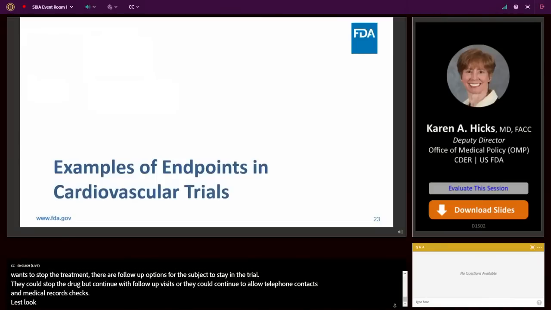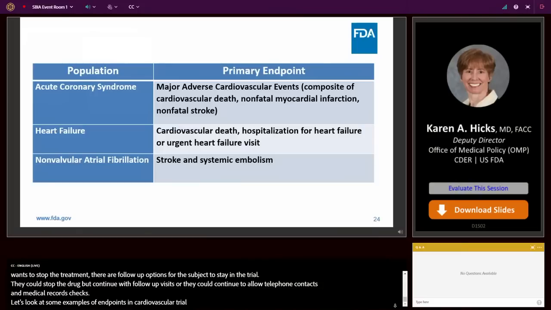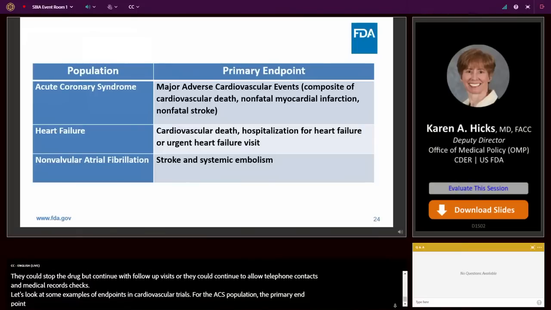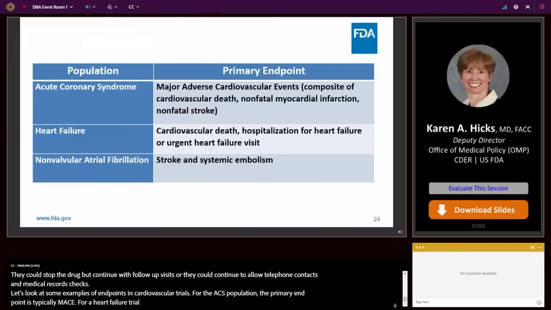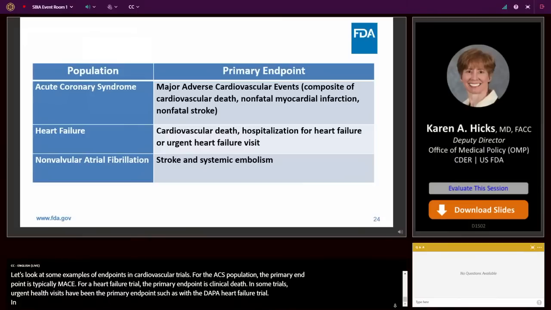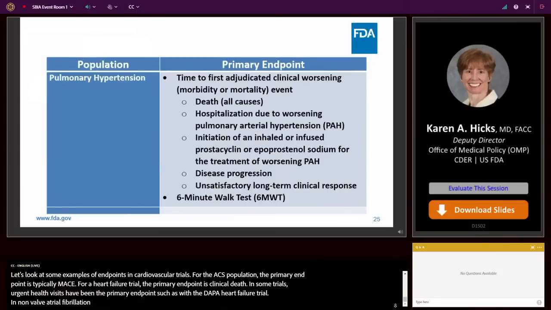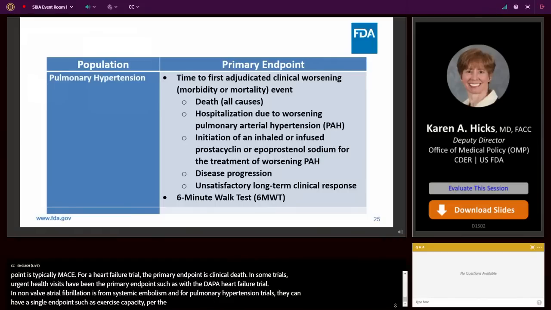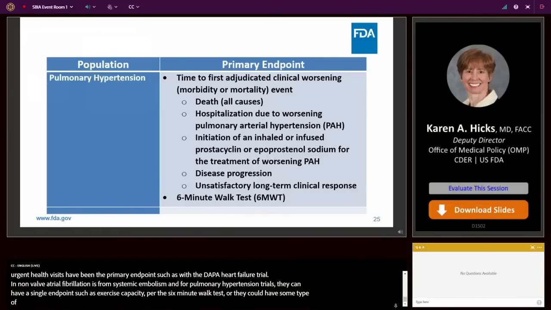Let's look at some examples of endpoints in cardiovascular trials. For the ACS population, the primary endpoint is typically MACE. For a heart failure trial, the primary endpoint is typically cardiovascular death and hospitalization for heart failure. In some trials, urgent heart failure visits have also been part of the primary endpoint, such as with the DAPA heart failure trial. In non-valvular atrial fibrillation trials, the primary endpoint is typically stroke and systemic embolism. And for pulmonary hypertension trials, these trials can have a single endpoint, such as exercise capacity per the 6-minute walk test, or they could have some type of composite endpoint for clinical worsening, which includes all of these other endpoints.